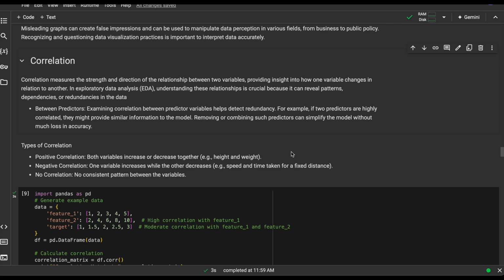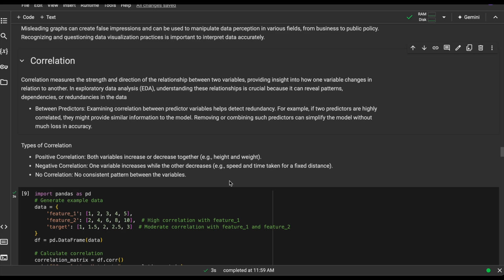Next is the negative correlation, which occurs when one variable increases while the other one decreases. An example is the relation between speed and time taken. As speed increases, the time taken to cover a fixed distance decreases. In other cases there may be no correlation between them, which means there is no consistent pattern between these variables. Recognizing correlation can provide valuable insight into prediction models and decision making.